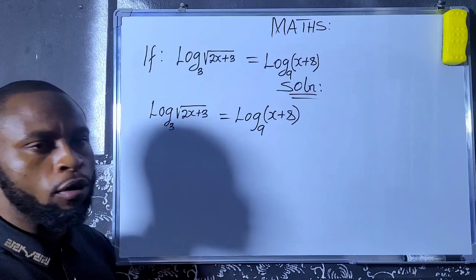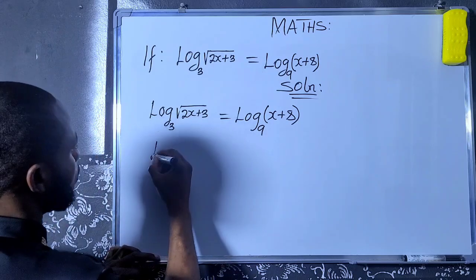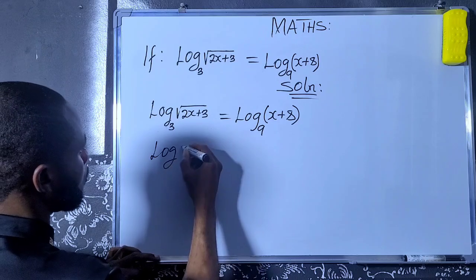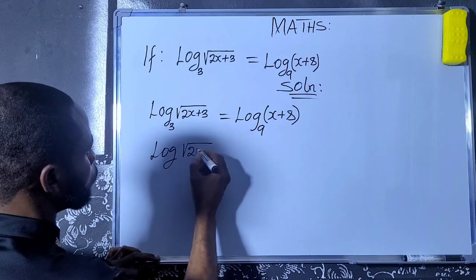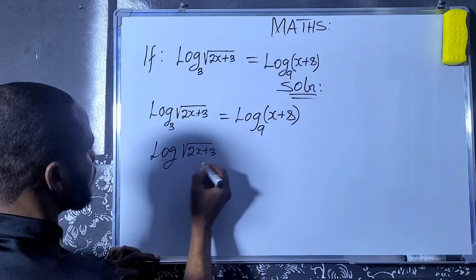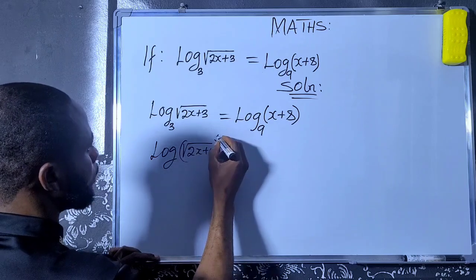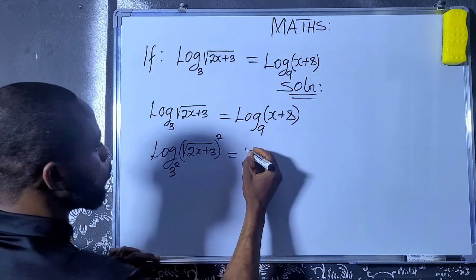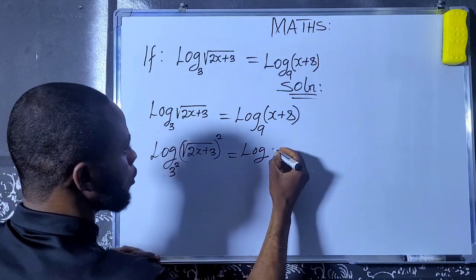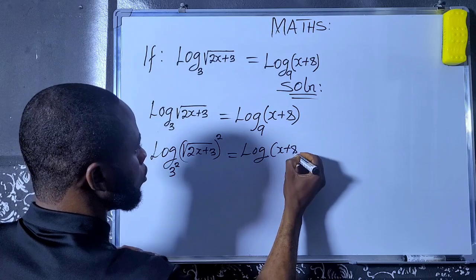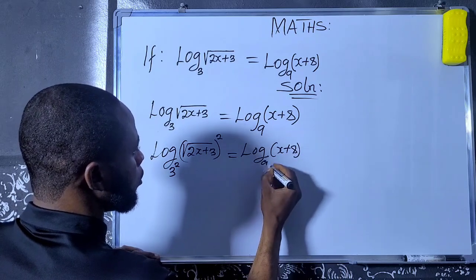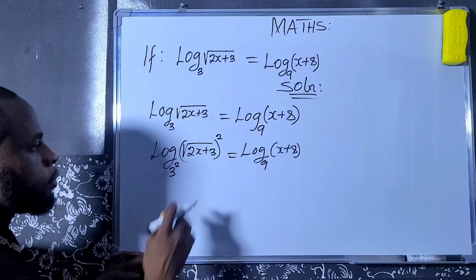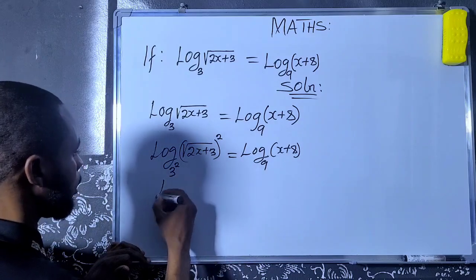And now the equation becomes log of square root of 2x plus 3 all squared base 3 all squared equals log x plus 8 base 9. Then we simplify this further and we have log.